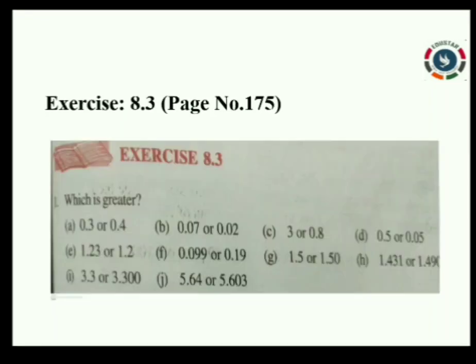Next, exercise 8.2, page number 174. Fourth one, they give an expanded form. You have to write the corresponding decimals. In fifth one, they given some decimal numbers. You have to write the decimal number in words. Next, exercise 8.3, page number 175. Which is greater? They given some decimal numbers. First, you have to convert the unlike decimal to like decimal, then you have to compare which is greater.